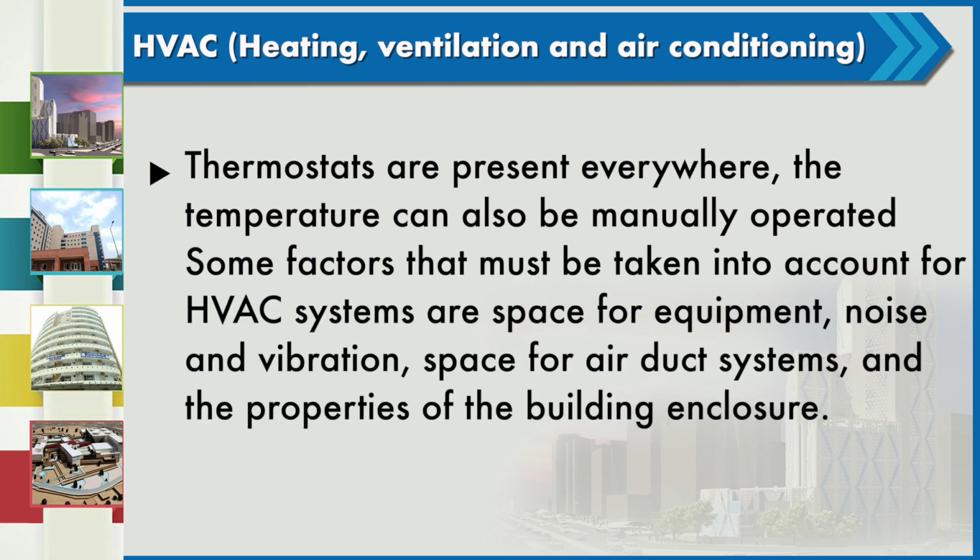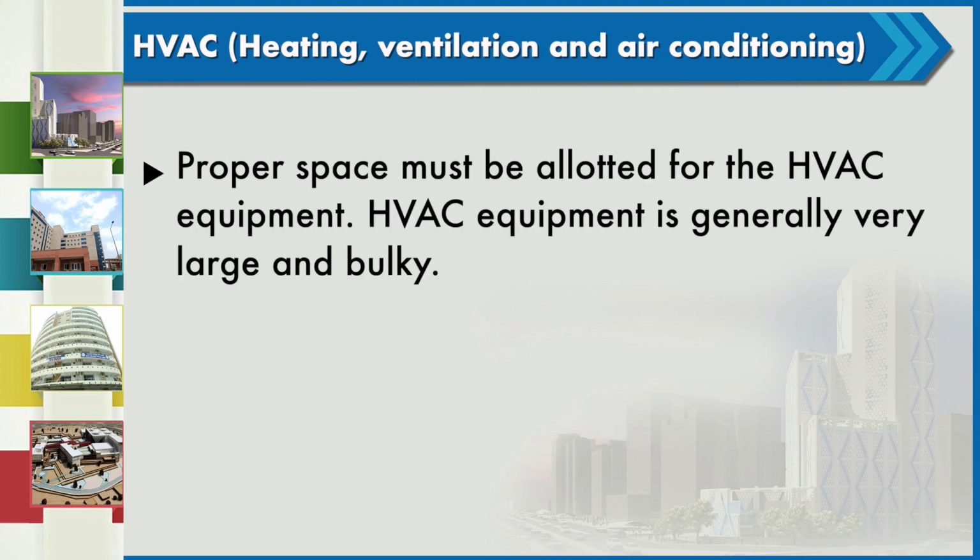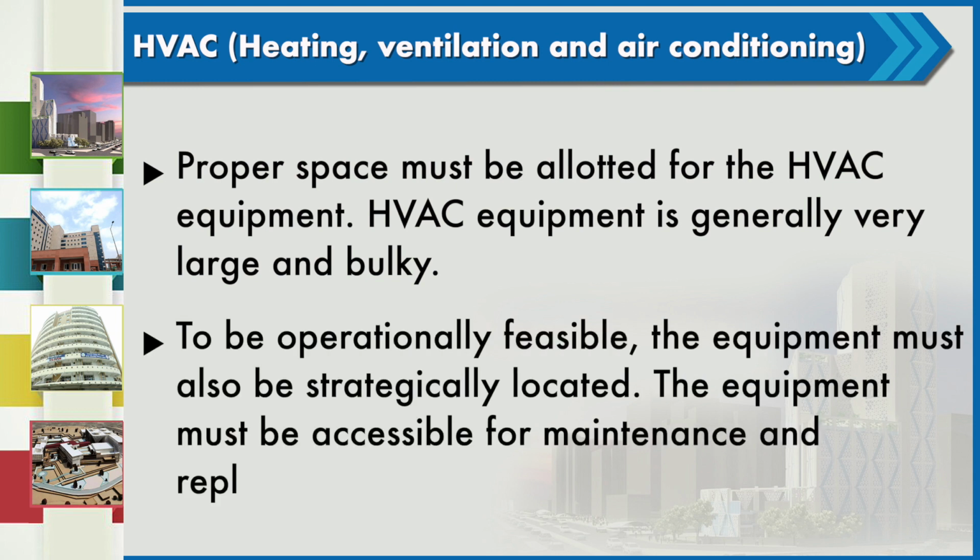Some factors that must be taken into account for HVAC systems are the space for equipment, the noise and vibration of the equipment, space for air duct systems, and the properties of the building enclosure. Proper space must be allocated for all this. HVAC equipment is generally very large and bulky. To be operationally feasible, the equipment must also be strategically located. The equipment must be accessible for maintenance and replacement purposes.